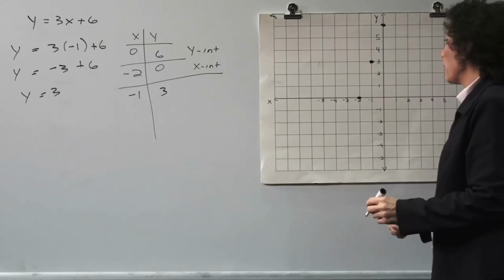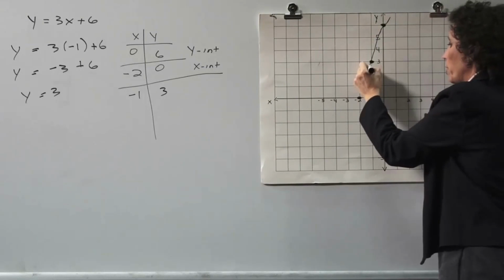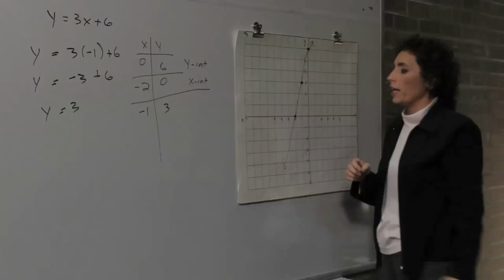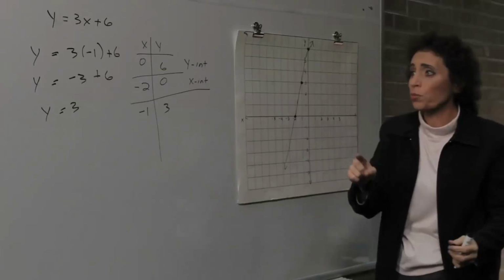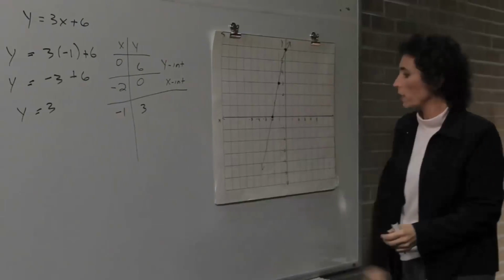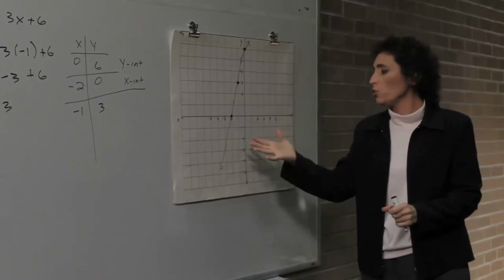So now I'm going to connect them. Okay? I think my straight edge ran away, but it's okay. And there's my line. And of course, we knew from the last lesson it was going to be diagonal because I can see 2 variables. So there's my line, y equals 3x plus 6. And that's how I can graph using the intercept method.